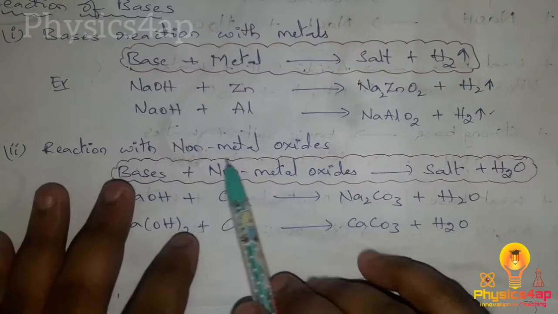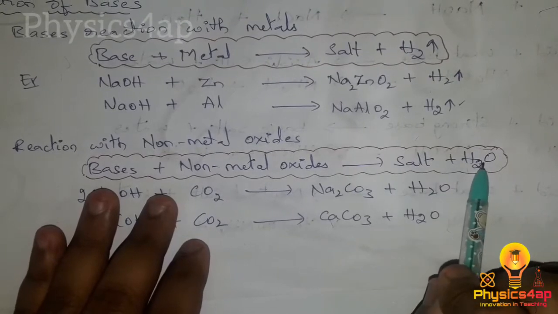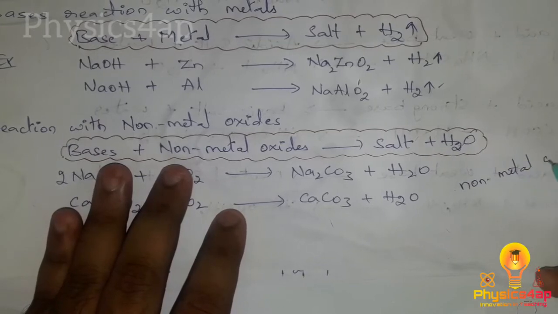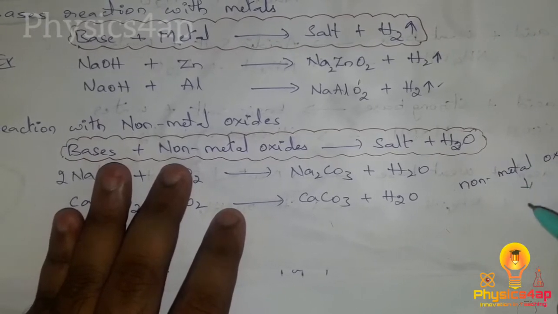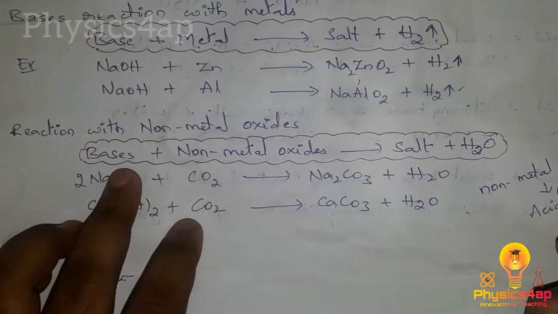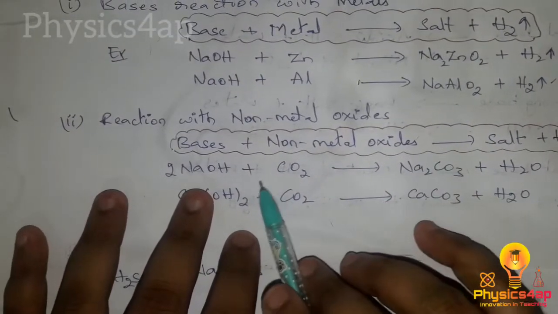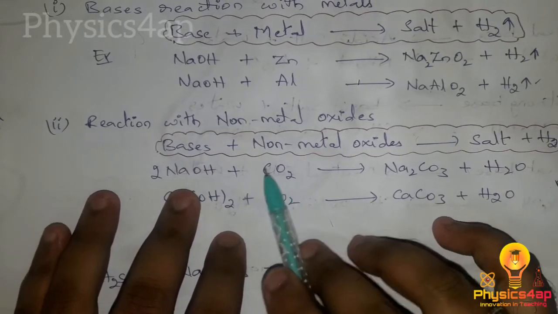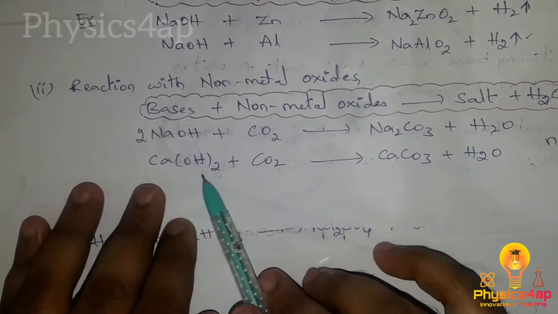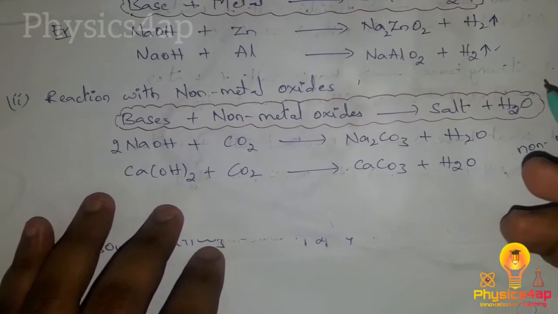And in the reaction with non-metal oxides, when a base reacts with non-metal oxides we get salt plus water. Here the non-metal oxides are acidic in nature. As these are acidic in nature, when they react with a base they convert into salt. Here we have an example: sodium hydroxide, when it reacts with carbon dioxide, a non-metal oxide, we get sodium carbonate plus water. And calcium hydroxide, when it reacts with carbon dioxide, we get calcium carbonate plus H2O water.